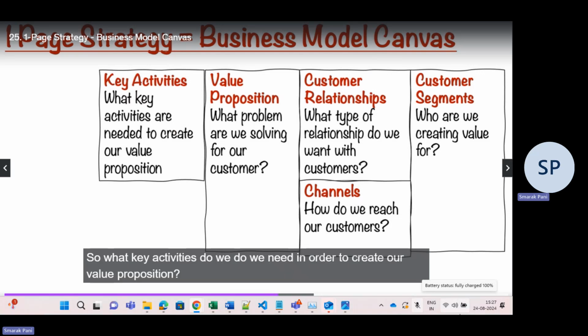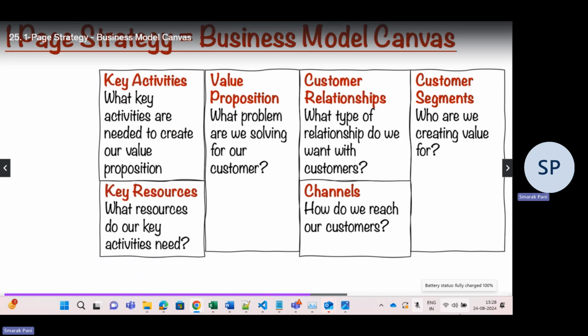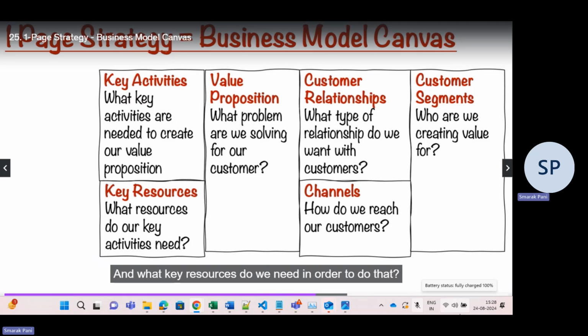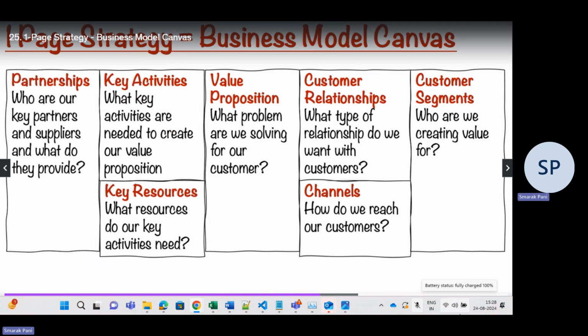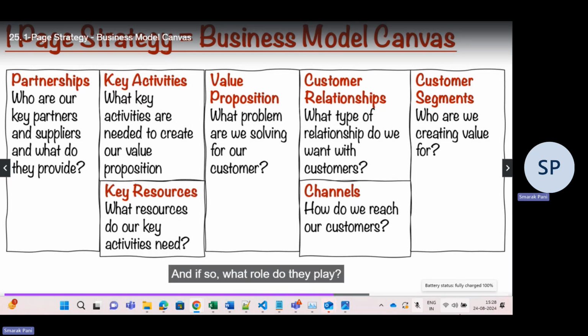So what key activities do we need in order to create our value proposition? There's a set of activities that have to go on there. It could be manufacturing, it could be sales, it could be promotion, it could be customer service. All that is part of creating this value proposition. And what key resources do we need in order to do that? And partnerships, do we need to work with key partners and suppliers in order to deliver that? And if so, what role do they play?